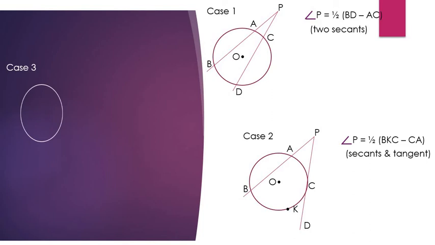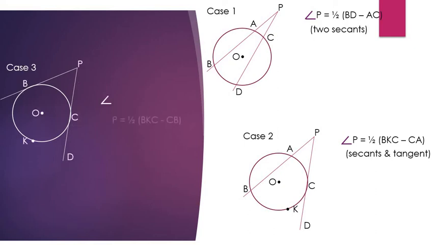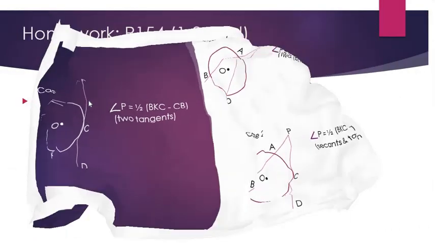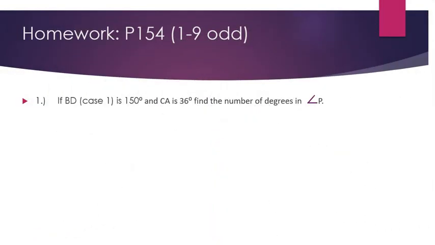Here's case number 3. We have a tangent and another tangent. So now this one is half of BKC, that's this arc here, minus CB. Oops, and that would give you half the angle.